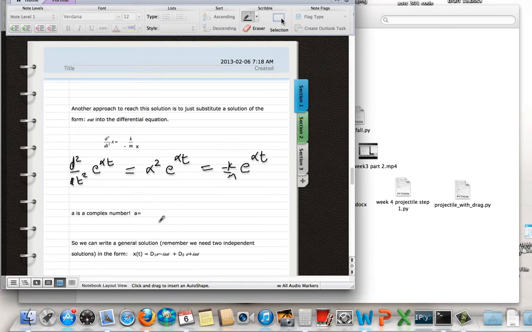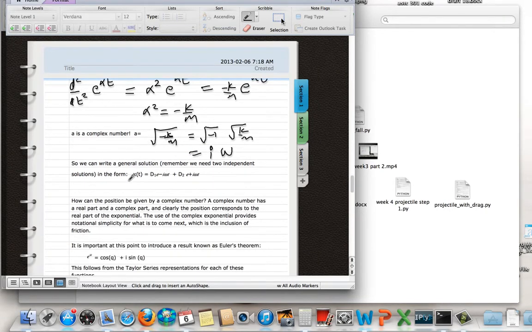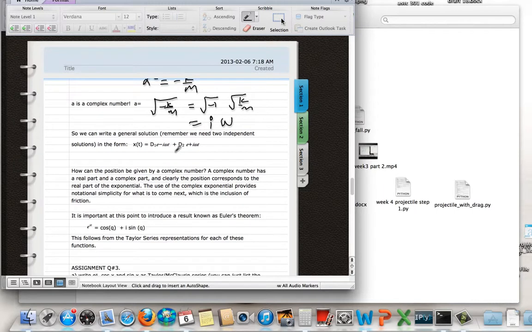negative k over m. So when you take the square root for alpha, it's got to be the root of negative k over m, which we can write as the root of negative 1 times the root of k over m. Root of negative 1 is i, root of k over m is omega. So once again, we see that the solution can be written in the form e to the plus or minus i omega t. The reason we want to do this is that this form of the equation of motion enables us to more quickly solve the differential equations that are to come later.